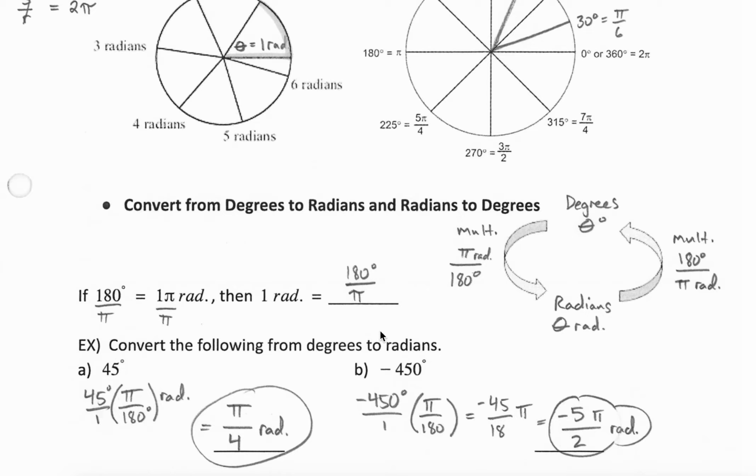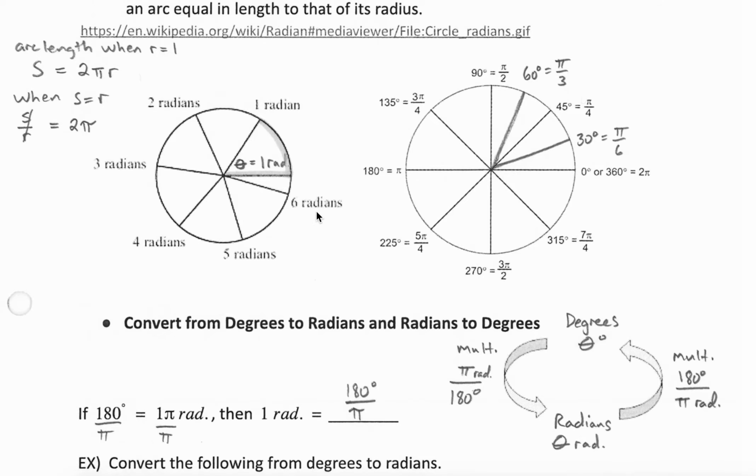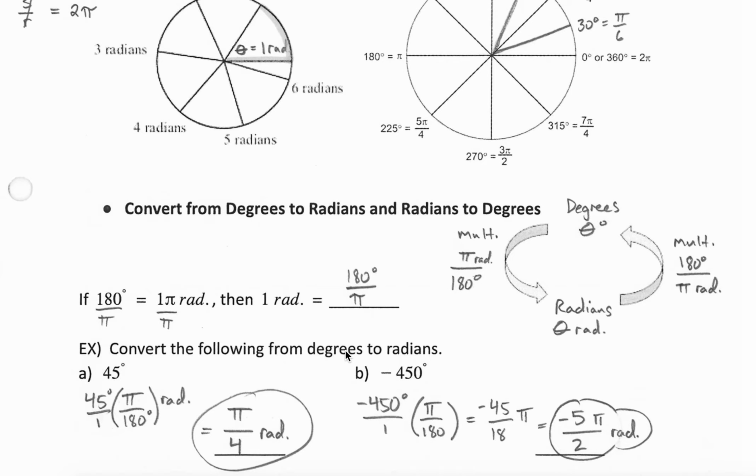If you don't like this fraction form of 1 radian, you can do that division. 180 degrees divided by pi gives you approximately 57.3 degrees. And so 1 radian, you can see up here, is about 57 degrees. More than 45, but less than 60. But that's rounding. That's less accurate. This is the most accurate form of a radian.